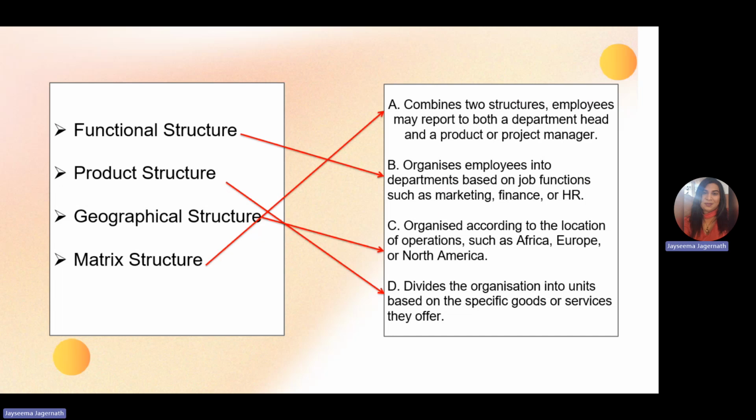And then a matrix structure is a little bit more complex. This is where you have your normal functional structure, but an out of ordinary project comes on. And so what happens here is to lead that project, you have a whole project team and a project manager. So for that duration of the project, employees do have a line manager that they report to, but they also take instructions from the project manager. Once that project is done, that team breaks up and everybody goes back to their original line managers.